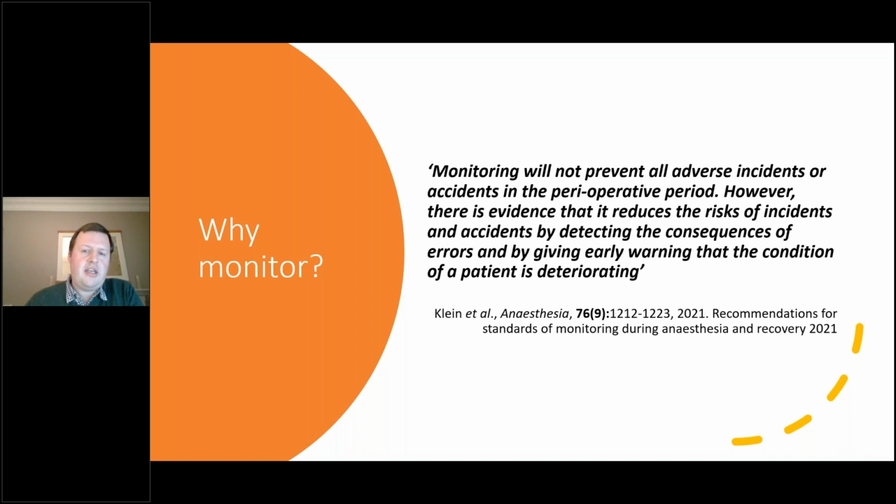And I think it's really that latter thing about deterioration of the patient that's the key thing. And whether it's an early warning is something we might come back to towards the end of the seminar, to think about if our warning about patient deterioration could be even earlier.